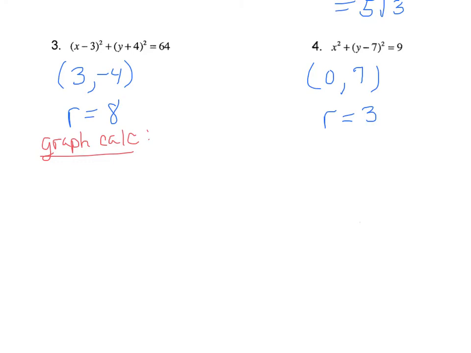So the equation is x minus 3 squared plus y plus 4 quantity squared equals 64. If I wanted to put it in my calculator, I need to get y by itself. So the first thing I'm going to do is subtract x minus 3 quantity squared on both sides.